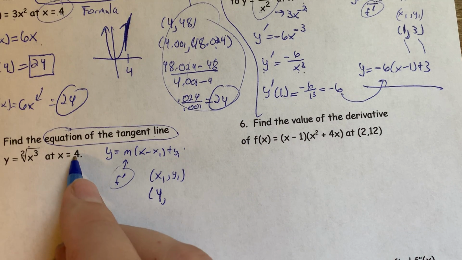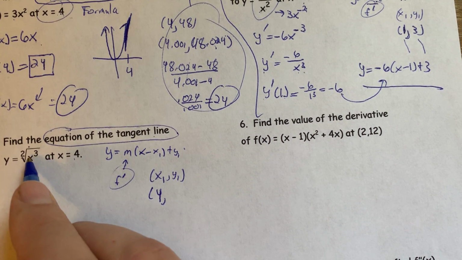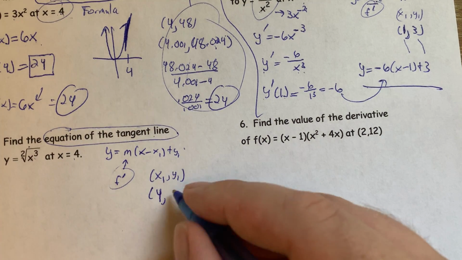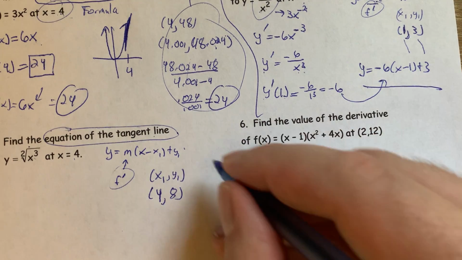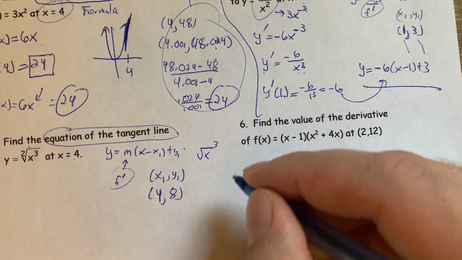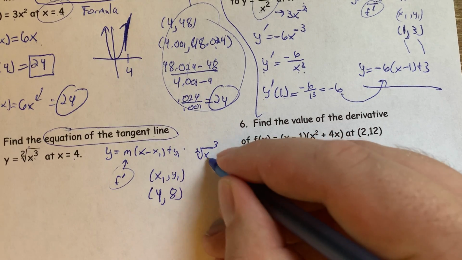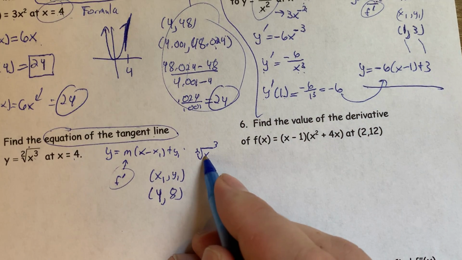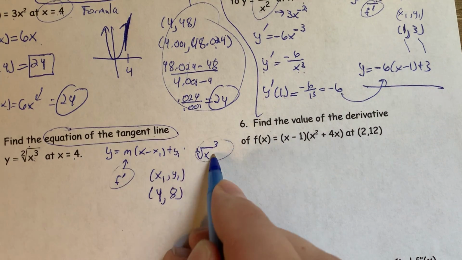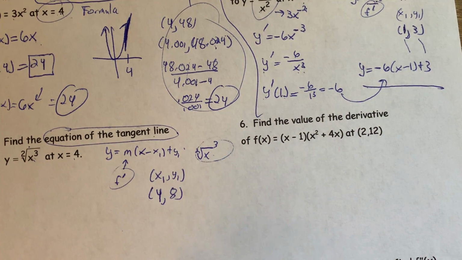It gave us the x value of the point, and we need to plug it in to find the y value. So 4 cubed, 4 times 4 times 4 is 64. And the square root of 64 is 8. I will tell you, I actually think it's easier to rewrite it as square root of x cubed like this, where you do the square root first and then cube it. The square root of 4 is 2. 2 times 2 times 2 is 8. It's smaller numbers, and these are the same. The 3 can be on the inside or the outside.